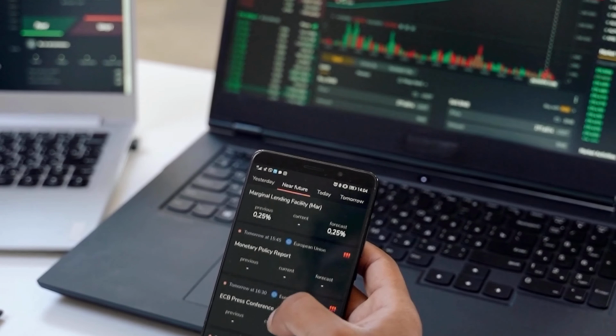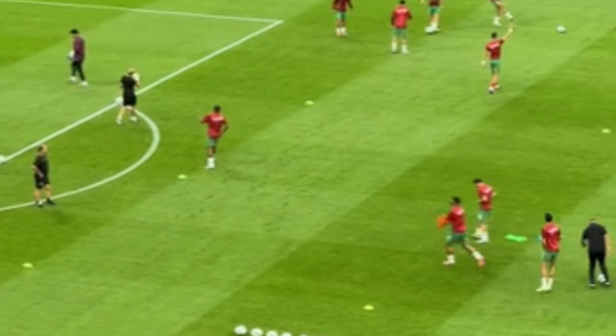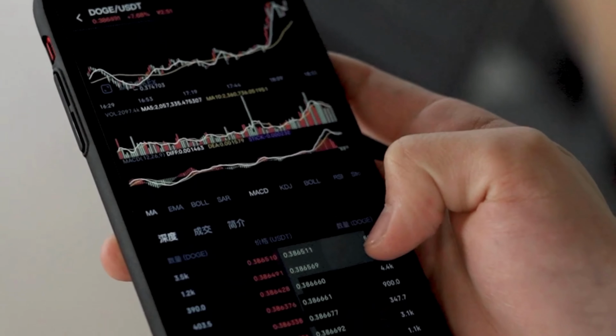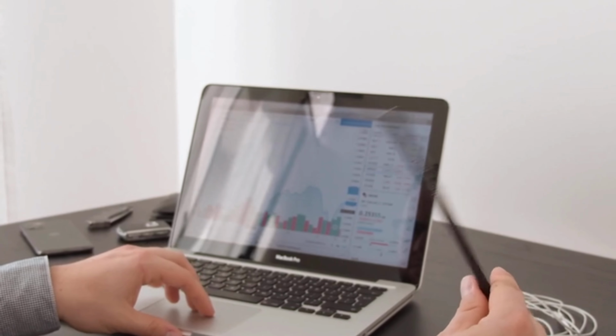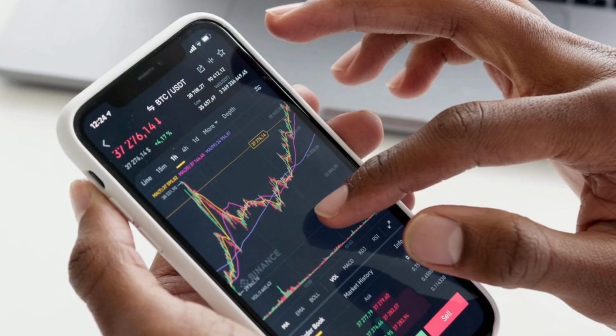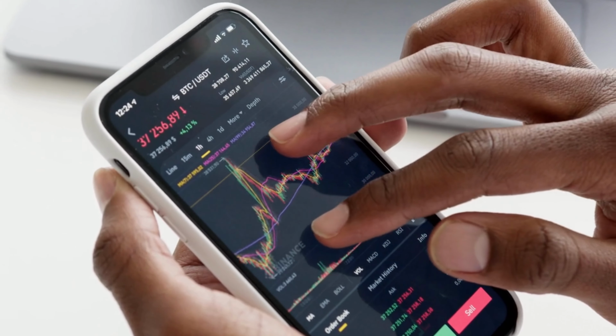Mindset is everything in trading. Pros don't aim to win every trade. They think in probabilities. Losses are part of the game, so embrace them. Keep a trading journal to track your decisions and outcomes. Over time, this builds discipline, and discipline builds profit.